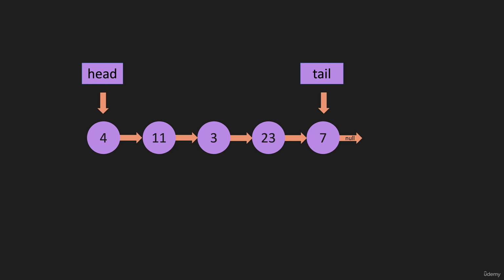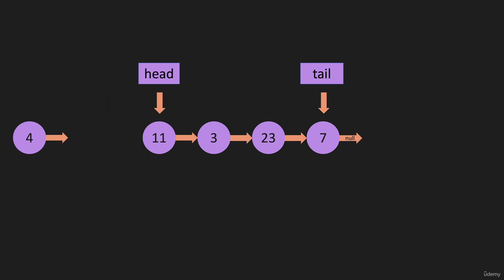How about if we take it off? Well, we need to set head equal to the 11 node. And we do have an item that is pointing at the 11, which is the 4 node. We're going to set head equal to head dot next. And we'll get into that when we get into the actual code. But that moves head over, and then we can just remove the 4. So removing from the beginning is also O of 1.